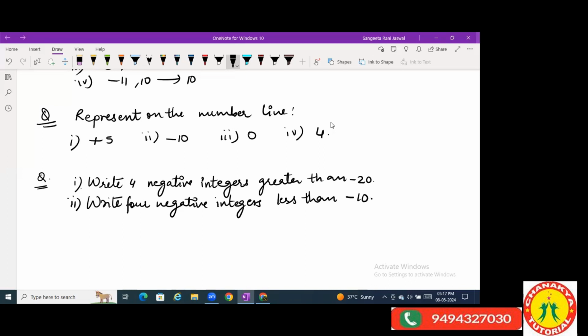Good. Okay, now I have another question. Look here. Write four negative integers greater than minus 20. Both of you will do this. Neha, Lakshita, write four negative numbers greater than minus 20 in your notebook, and write four negative integers less than minus 10. Write it in your notebook first and then you will tell me.